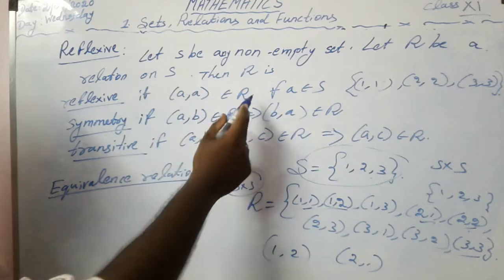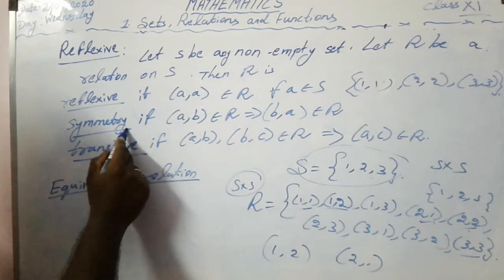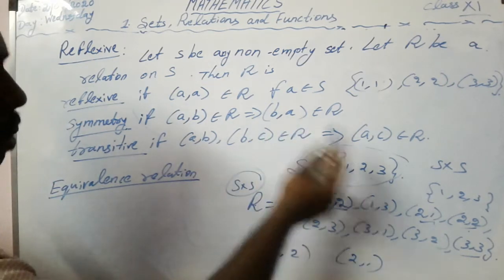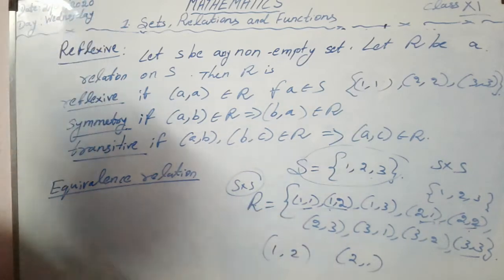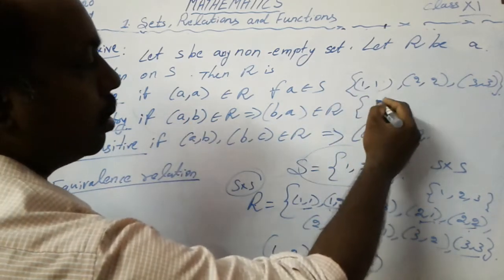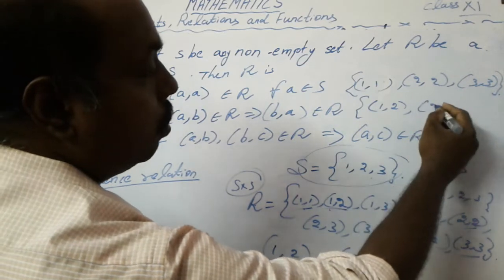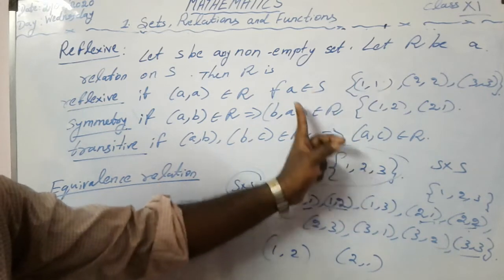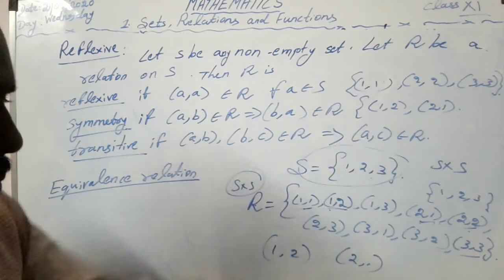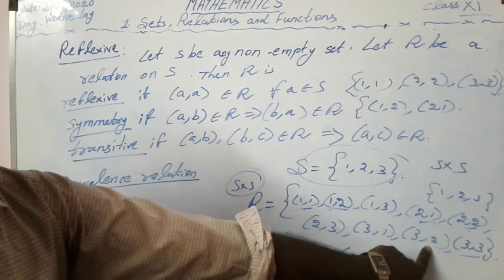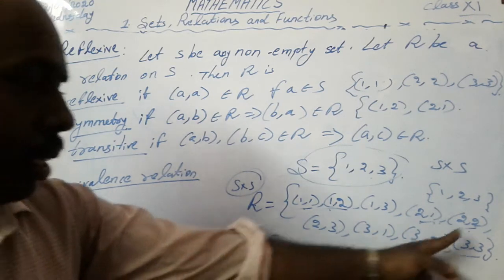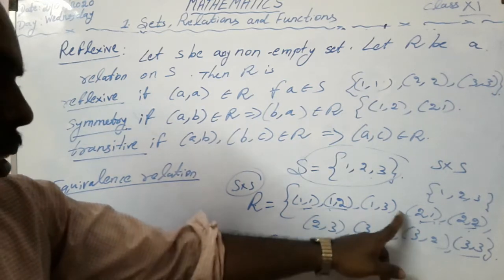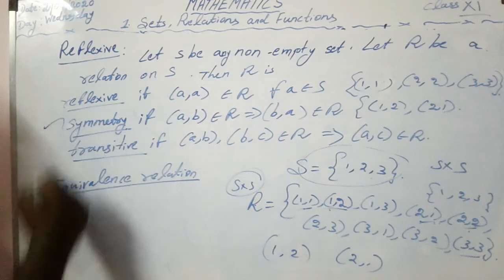So if S is a non-empty set, and R is a relation on S, then R is said to be symmetric if (A, B) belongs to R, that is (1, 2) belongs to R, then (B, A), that is (2, 1), also belongs to R. That is called symmetry. If I take (3, 2), what must be there? (2, 3). If I take (3, 1), what must be there? (1, 3). So it is called symmetry.